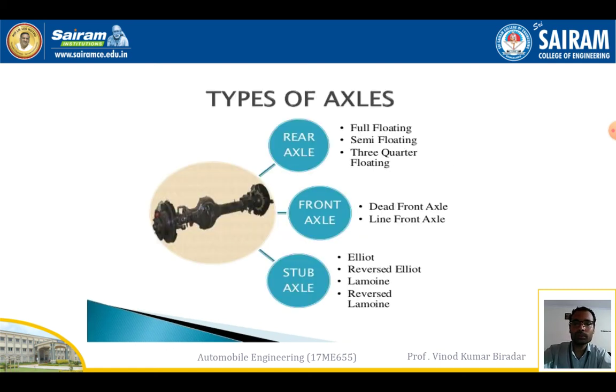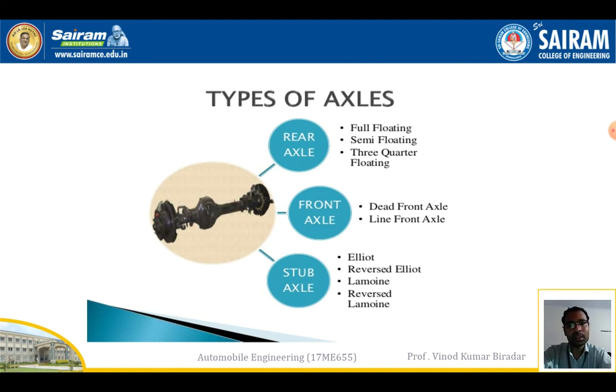In different vehicles, different types of axles are used. A sports car axle is different, a normal car axle is different, and heavy loaded vehicles and trucks use different axles. Here they are categorized into three types: the rear axle, the front axle, and the stub axle.